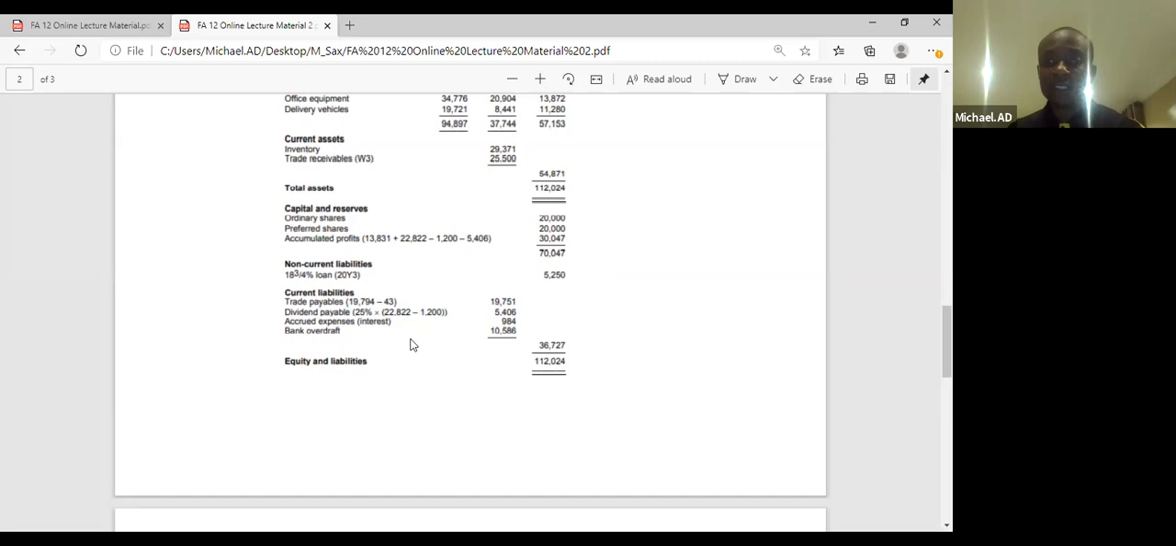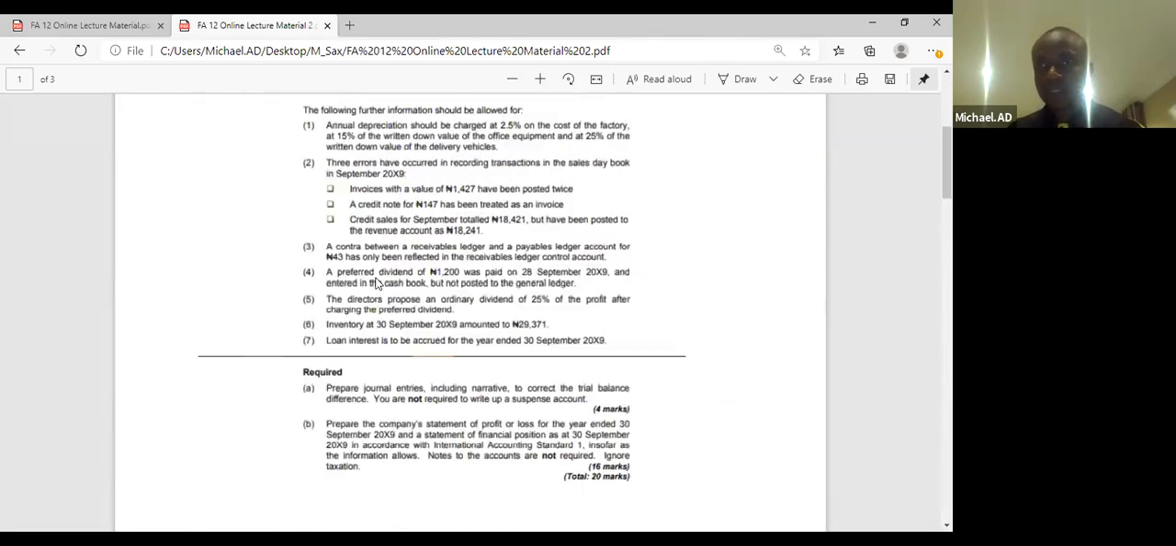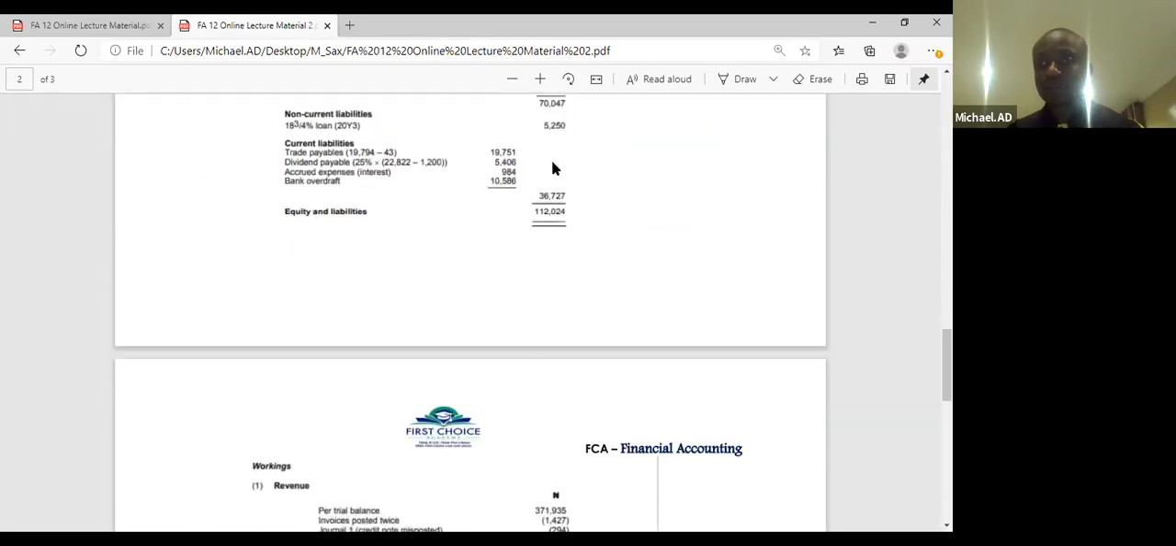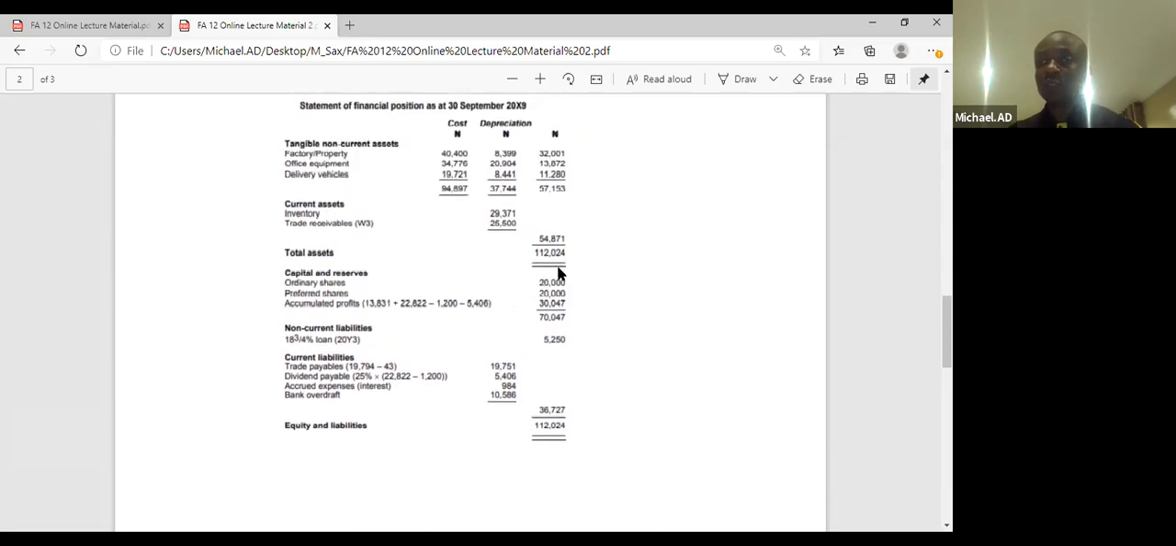And I'll give you one hint. Bank overdraft of this is also in the question. So by the time you had everything, you have 36,727 naira. And by the time you add this to your 75,250, you have 112,024, which is balanced to this.